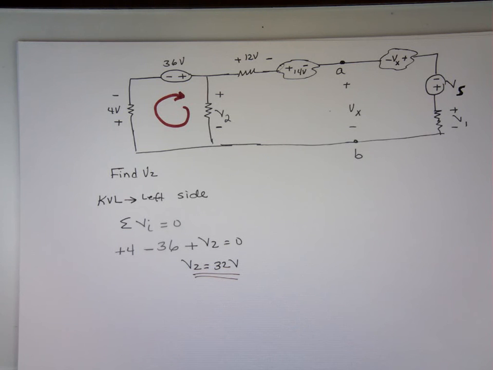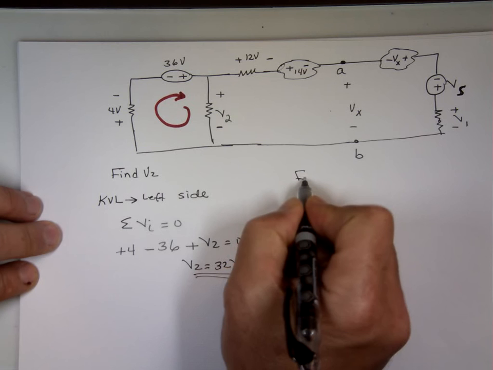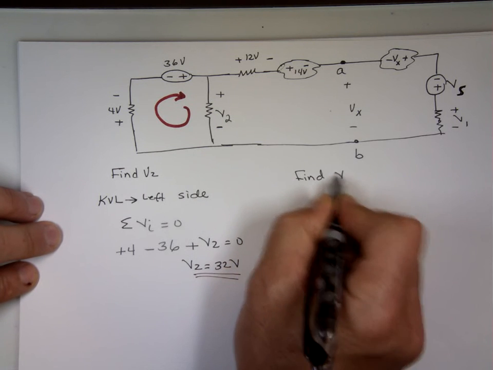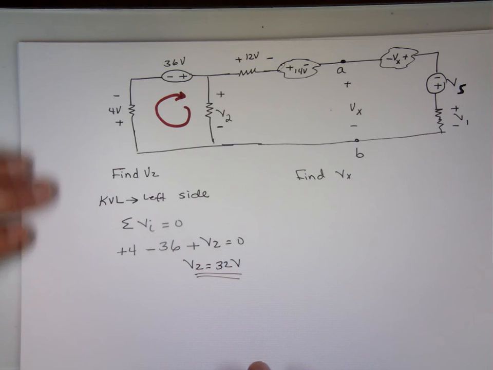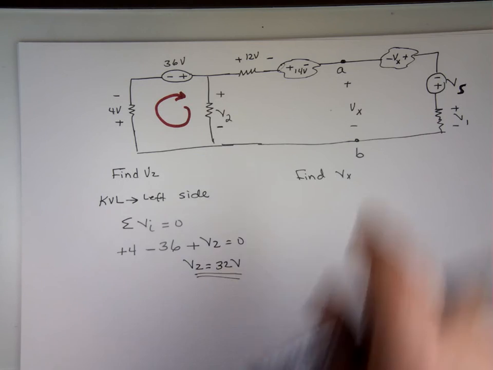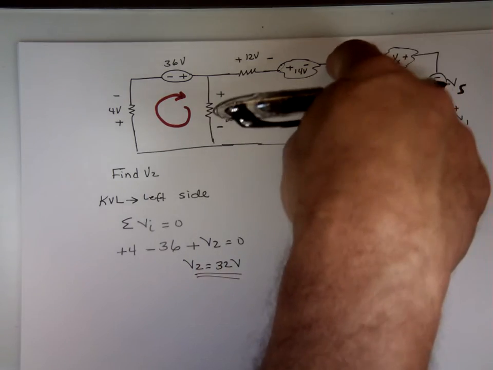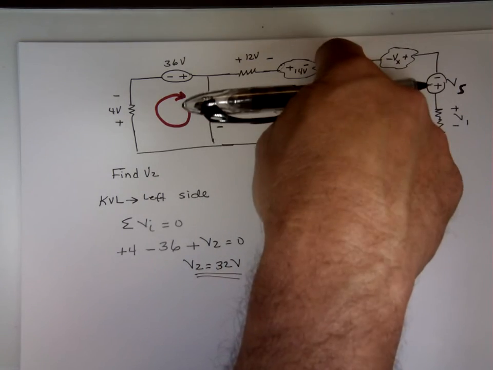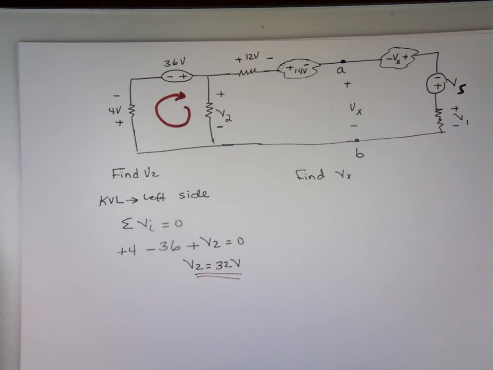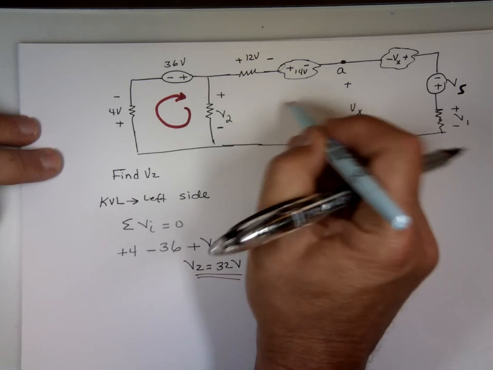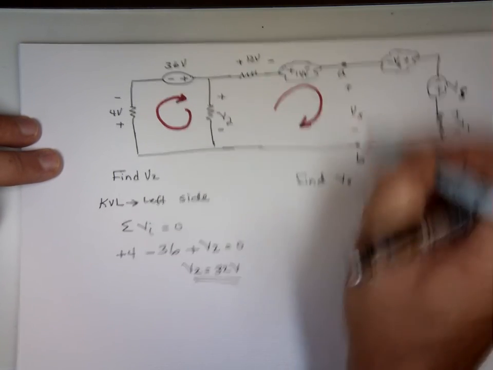Now, second one, find Vx. That's this voltage right here between A and B. Well, to find the voltage, if you're in the lab, you take the probe, you attach the plus on the top, the minus on the bottom, the red one on the top, the black one on the bottom, and you measure the voltage. So let me do a KVL inside that little piece. Assume the probe is attached there. The digital multimeter is attached right here.